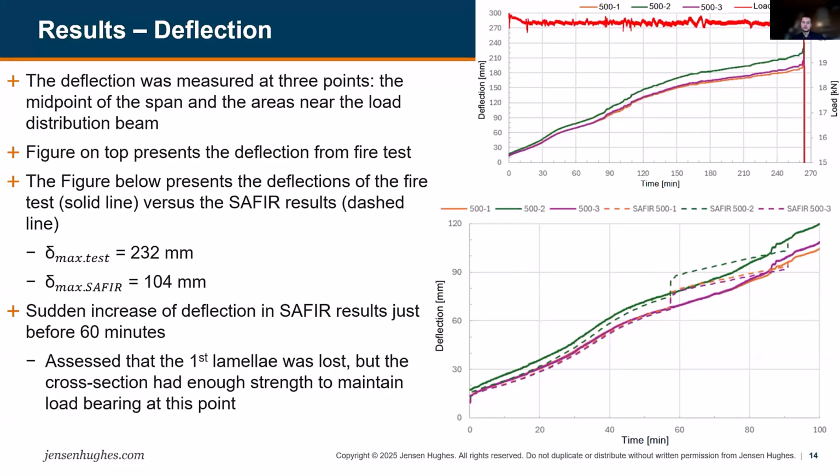And it's notable here that with the fire test, the maximum deflection value was 232 millimeters, whereas the SAFIR only calculated it to be 104 millimeters. The sudden increase of deflection was noted in SAFIR results just before the 60 minutes mark, and it was assessed that the first lamella was lost then, but the cross section had enough strength to maintain the load bearing at this point still.